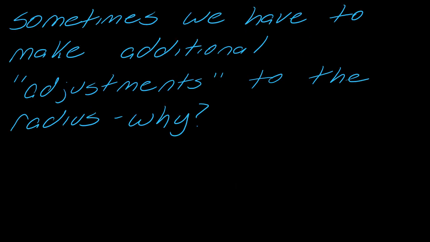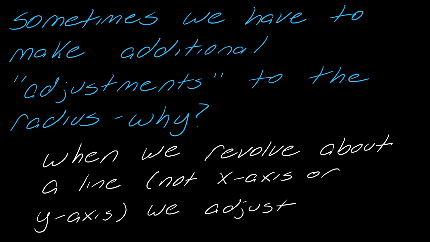And then sometimes we have to make additional adjustments to the radius. Those adjustments are when we revolve about a line, so not just the x-axis or the y-axis. Then we make additional adjustments to that radius. So really, anytime you aren't strictly revolving about the x-axis or the y-axis, we make a slightly more complicated radius calculation, okay?